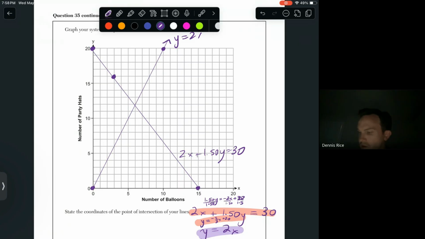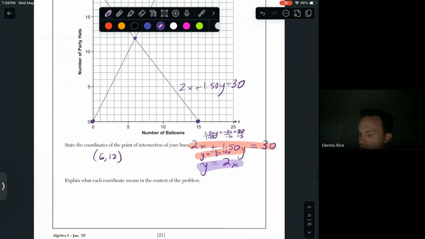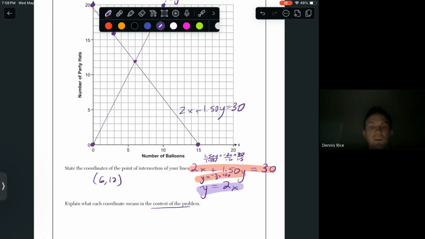So state the coordinates of the point of intersection. Mine's off a little bit, but what is that, 6, 12? 6, 12, sorry. It says coordinates, and then explain what each coordinate means in the context of the problem. So anytime we see context, we don't want to talk like a robot. We want to explain, what does 6 actually mean here? What does 12 stand for?